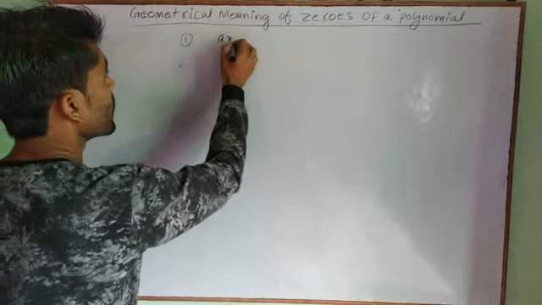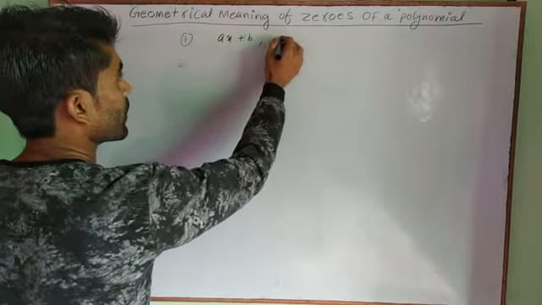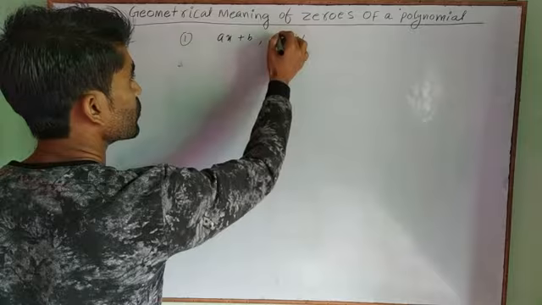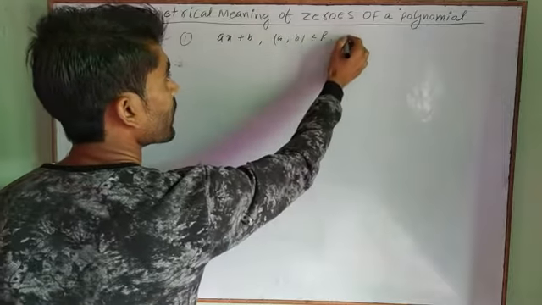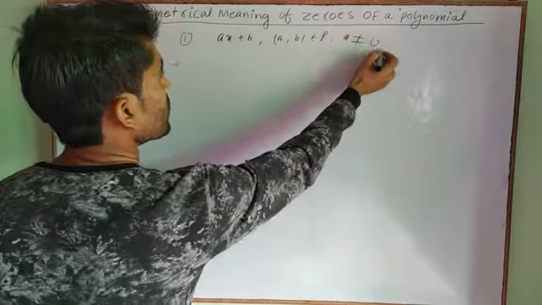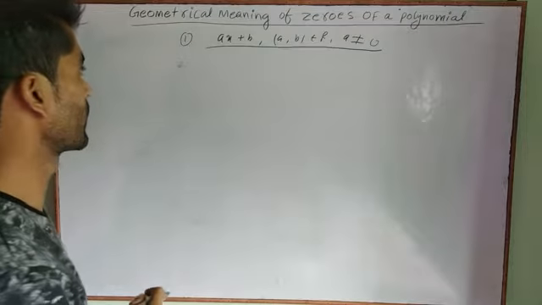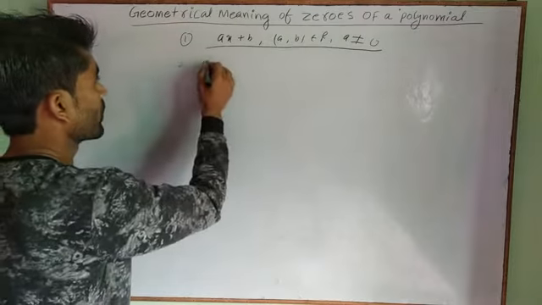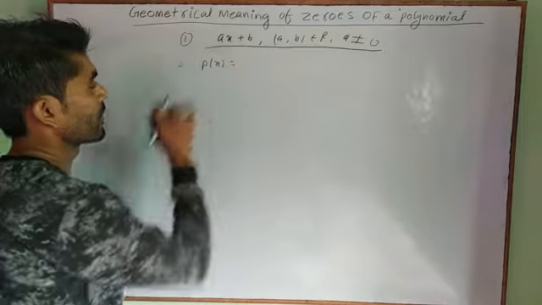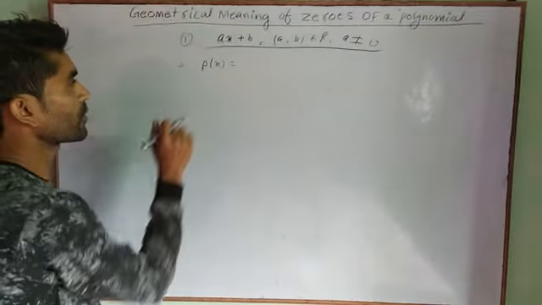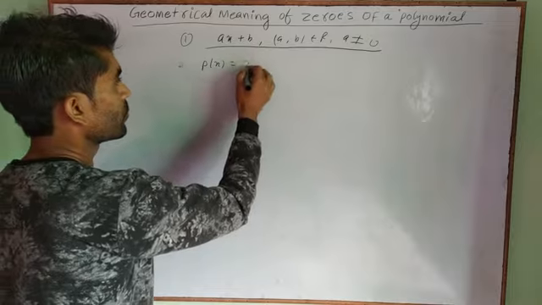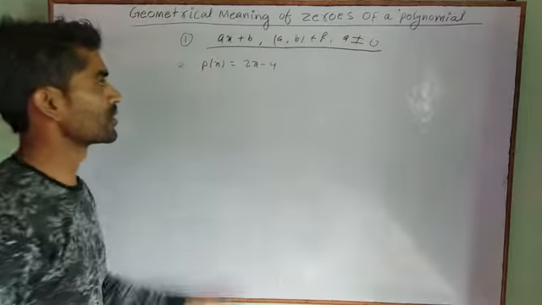So do you know the standard form of linear polynomial is ax plus b, where a comma b belongs to real numbers and a should not be equal to 0. This is the general form of linear polynomials, right? So I'm taking an example here, p of x, polynomial in x, I'm taking 2x minus 4, right? So this is a linear polynomial which I'm taking here.